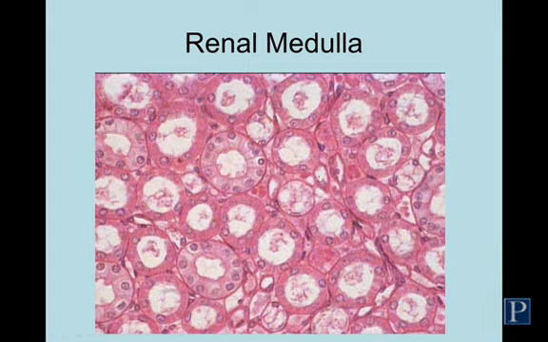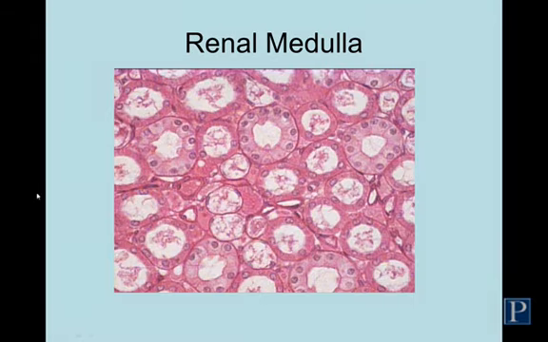Here's a capillary, here's another one, here's another one, here's another one. This is a thin loop of Henle. Here we have thin loop of Henle down here and over here. So take some time to practice in lab being able to distinguish between those various structures. Those are the major structures you need to know in the renal medulla.